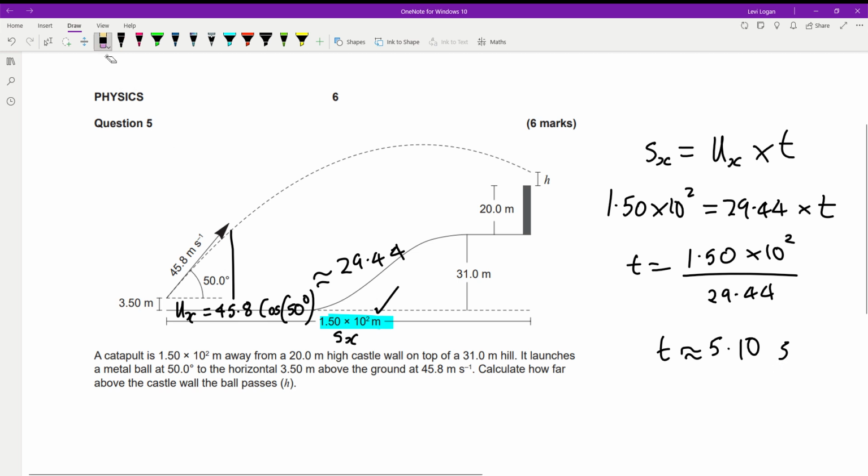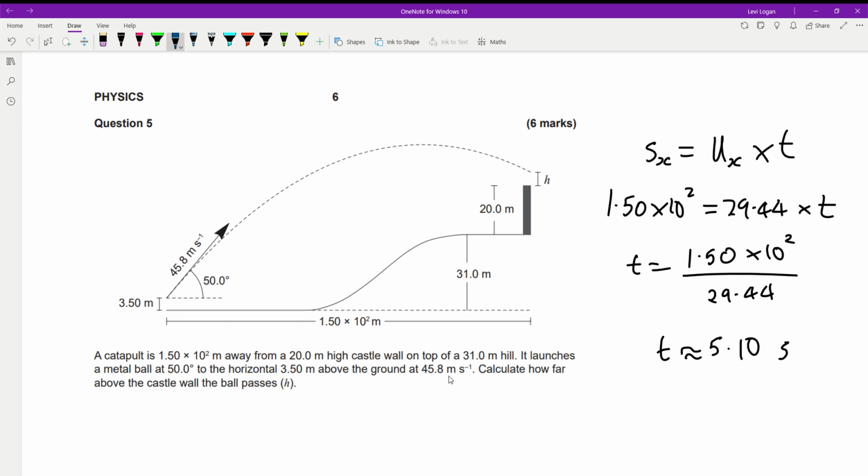Now, thinking about this realistically, no object really goes that fast, but we're thinking about a catapult or a medieval thing. So the time of flight being 5 seconds, given that distance, but also given that speed, that actually seems realistic, okay? Or you'd hope so, anyway.